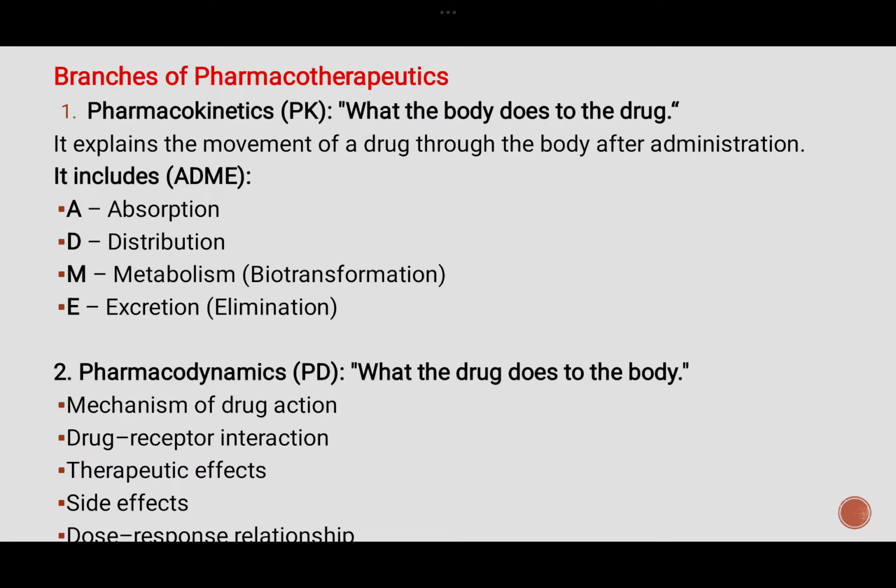Next one is dose-response relationship. Another important concept in pharmacodynamics is the dose-response relationship. It means the effect of a drug depends on its dose. Generally, a small dose produces small effect. As the dose increases, the effect also increases. However, after a certain limit, increasing the dose further may increase side effects instead of improving the therapeutic effect. Therefore, medicines should always be taken in the prescribed dose.